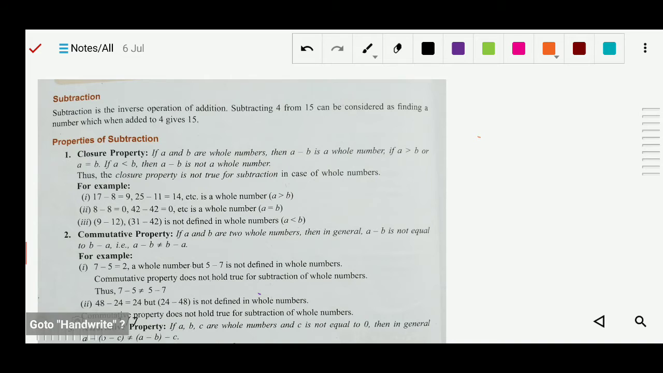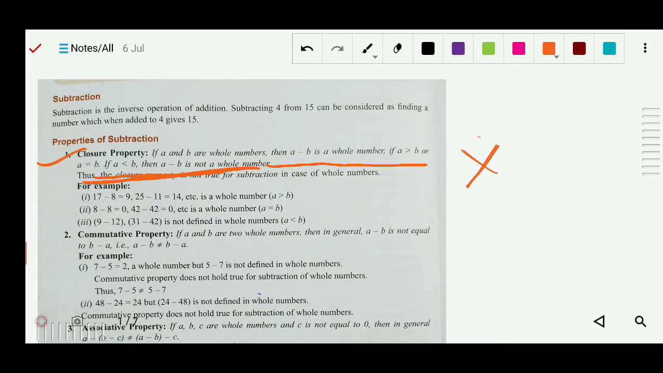First is the closure property. We should know whether it is followed or not. Closure property means if a and b are whole numbers, then a minus b is a whole number if a is greater than or equal to b. If a is less than b, then a minus b is not a whole number. So this first sentence is true, but the second part is not true. So the closure property is not followed for subtraction.